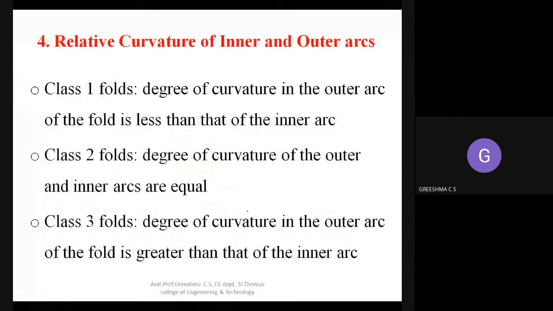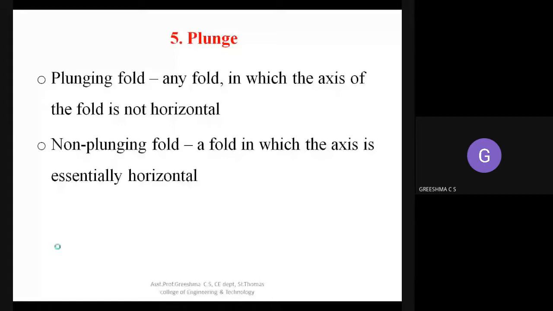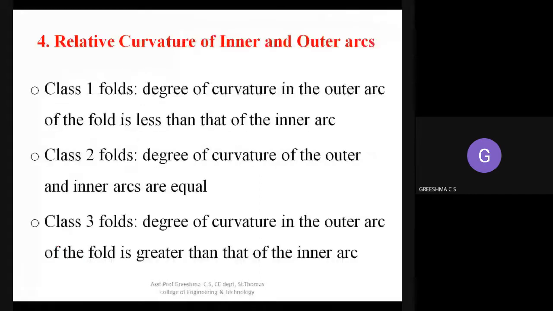Next one is based on the relative behavior of inner and outer arcs. Here it is mainly classified into three: class 1, class 2, class 3, based on the relative curvature of inner and outer arcs. In class 1 folds, the degree of curvature in the outer arc of the fold is less than that of the inner arc. See the class 1.